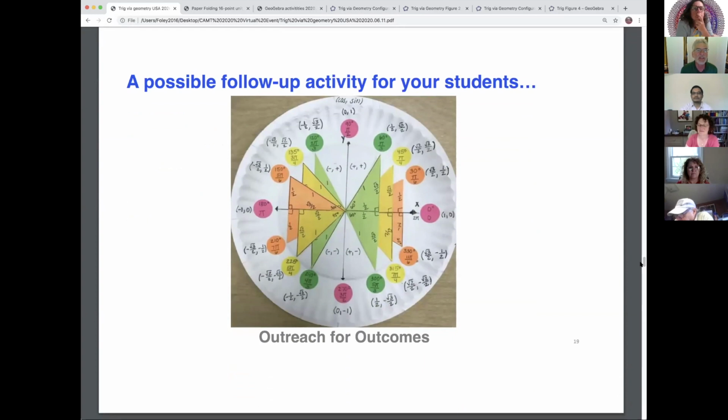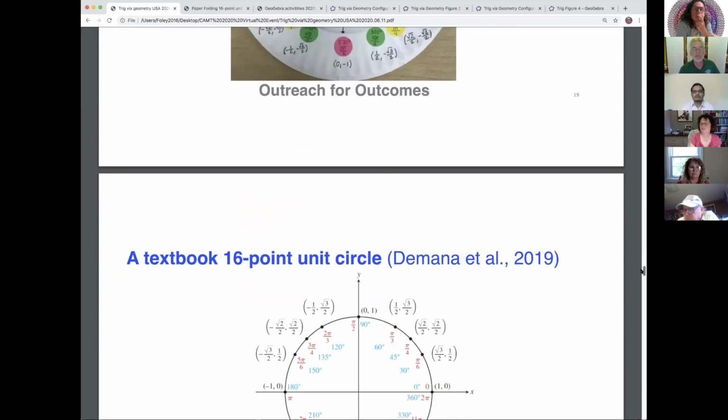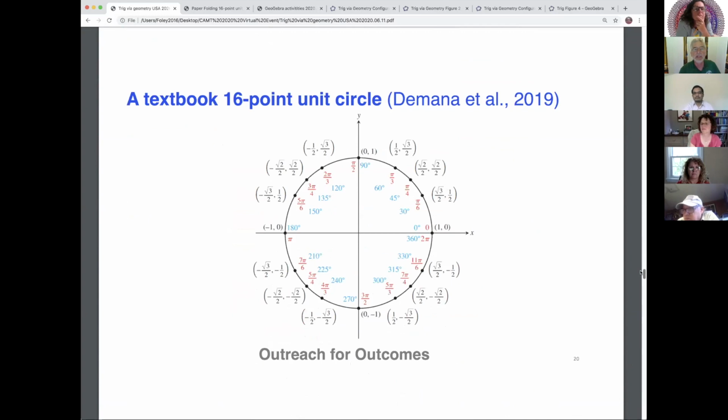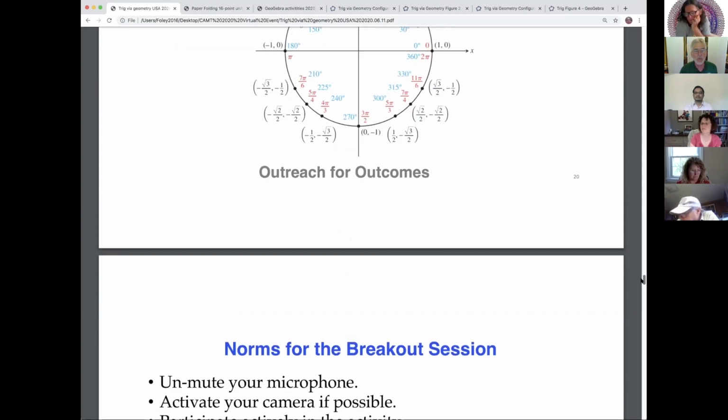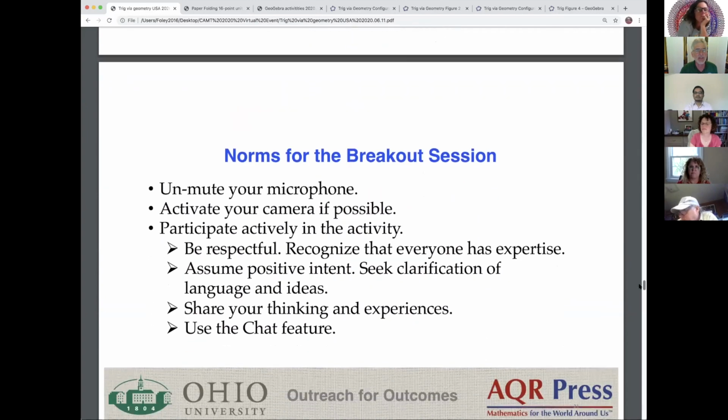Some of you may have seen something like this. So if you've done this paper folding, a follow-up might be with paper plates to have them create a 16-point circle with lots more information on it. In some textbooks, you see very similar diagrams with angles in both degrees and radians and ordered pairs and all that stuff. So what we want to do now is go to a breakout session in GeoGebra.